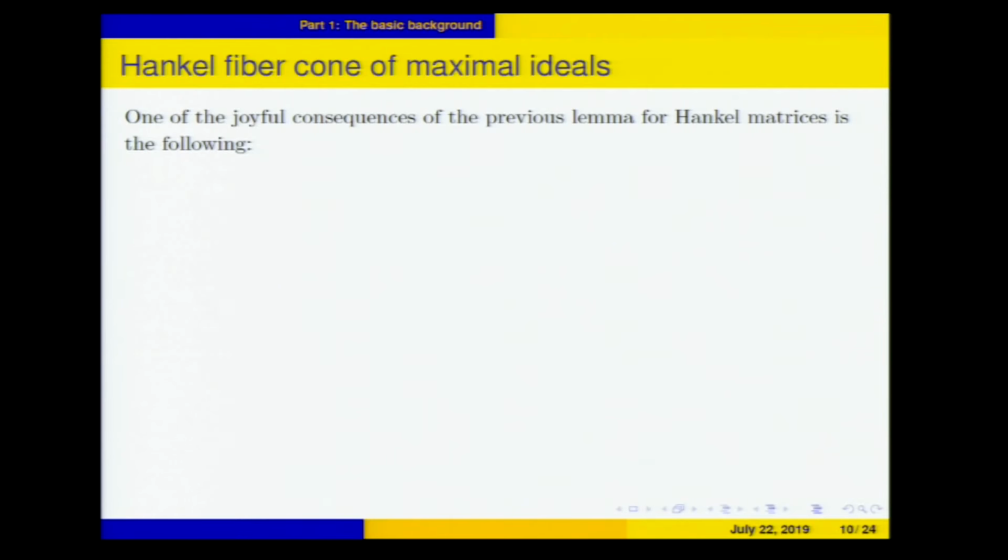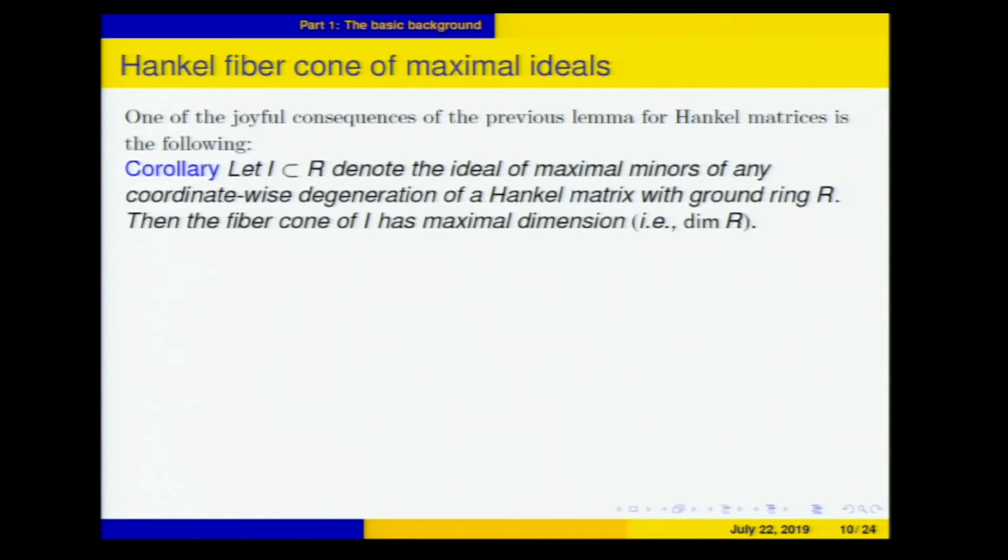So one of the consequences is the following, because we had this resilience property. If you take an ideal maximum of any coordinate-wise degeneration, remember coordinate-wise was obeying that law, those features at the beginning, then the fiber cone has maximal dimension always.